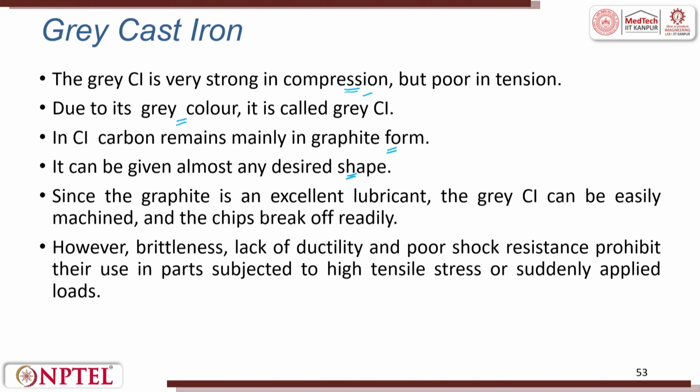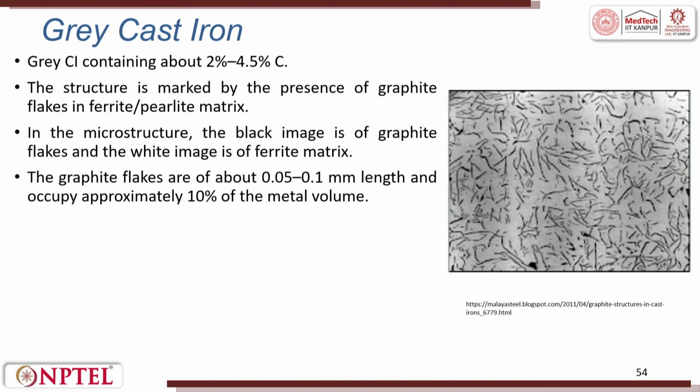Since graphite is an excellent lubricant, grey cast iron can be easily machined. However, brittleness leads to a lack of ductility and poor shock resistance, which always puts a limitation on this material in engineering use. This is how grey cast iron looks like. The structure is marked by the presence of graphite.